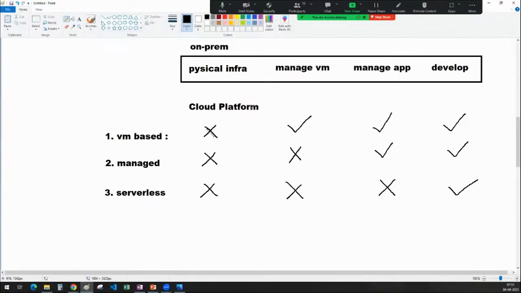And if you go to serverless, only the development part is on you, because we will see in our upcoming classes what fully managed is and what serverless is. So if you go to VM based, you can look at Compute Engine. Kubernetes Engine, GKE, is there. So these all come under VM based services.